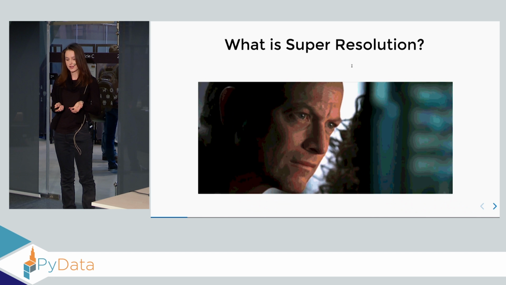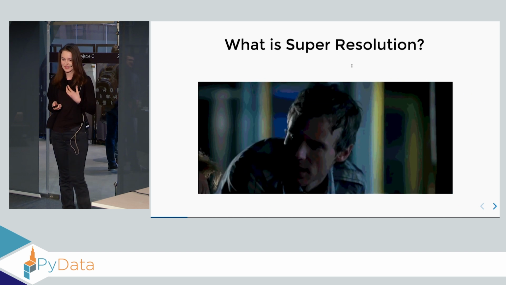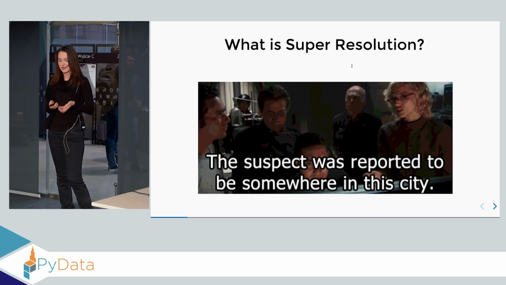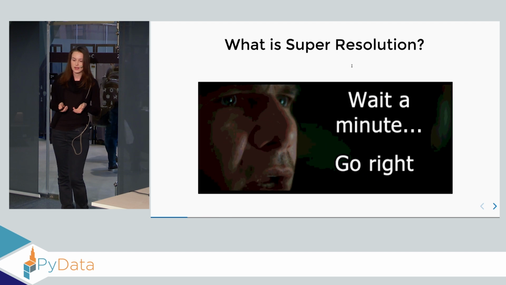The problem is hard because it's ill-posed. There exists more than one high-resolution image that corresponds to the same lower resolution image.